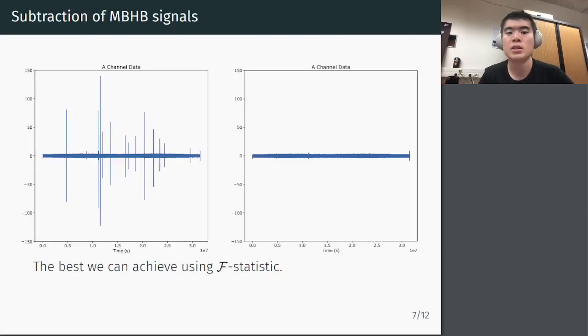Here we show the best results we can achieve using F-statistic. Assuming true value for masses and spins, that's why we said this was the best results. These results are very good in that the residues are at the noise level. Now, how to search for intrinsic parameters? Will the results also be good if we do that?